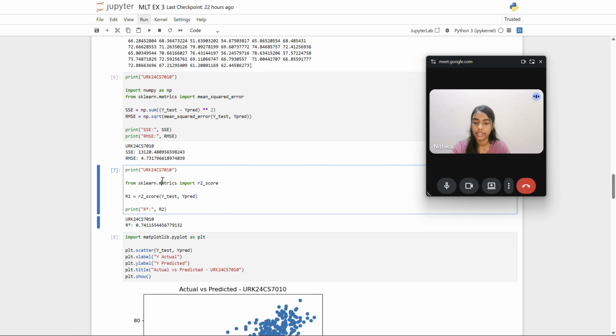And here R square is the coefficient of determination. It tells how well the independent variables explain the variation in life expectancy. A value closer to 1 indicates a better fit.